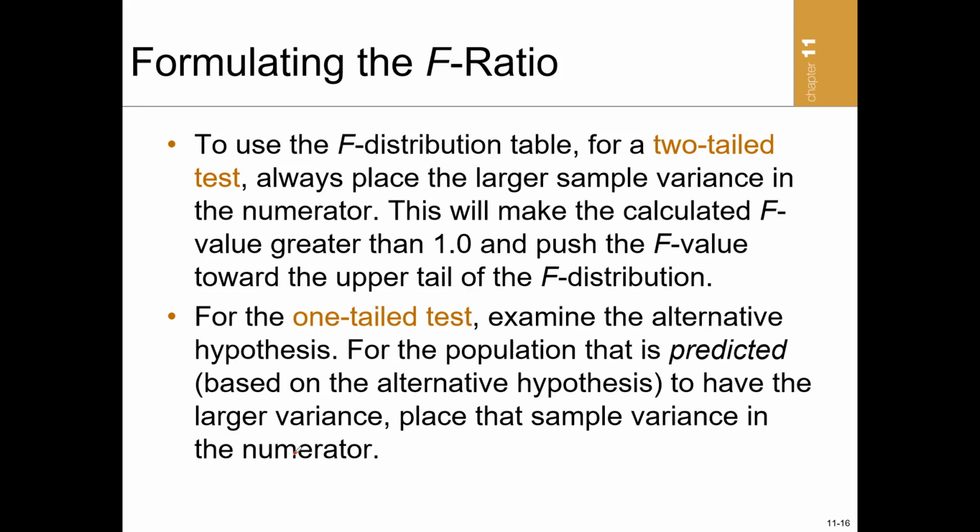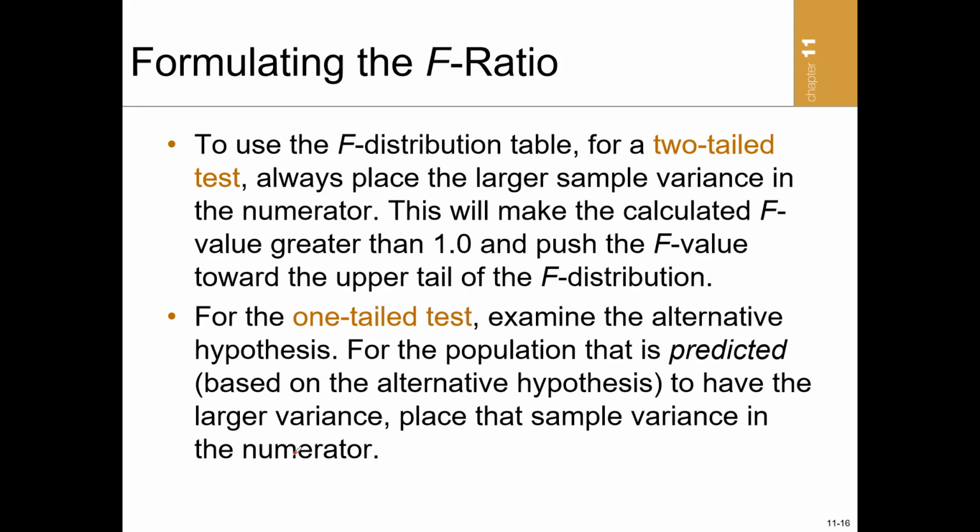For the one-tailed test, examine the alternative hypothesis for the population that is predicted based on the alternative hypothesis to have a larger variance. Place that sample variance in the numerator. So let's listen carefully. It says, for the one-tailed test, examine the alternative hypothesis. So when it is one-tailed, what it means is that we test the alternative hypothesis, not the null. And it says, for the population that is predicted based on the alternative hypothesis to have the larger variance, place the sample variance in the numerator.